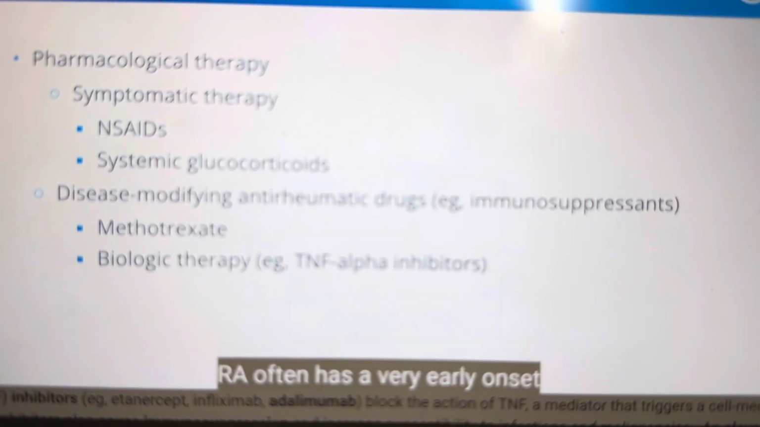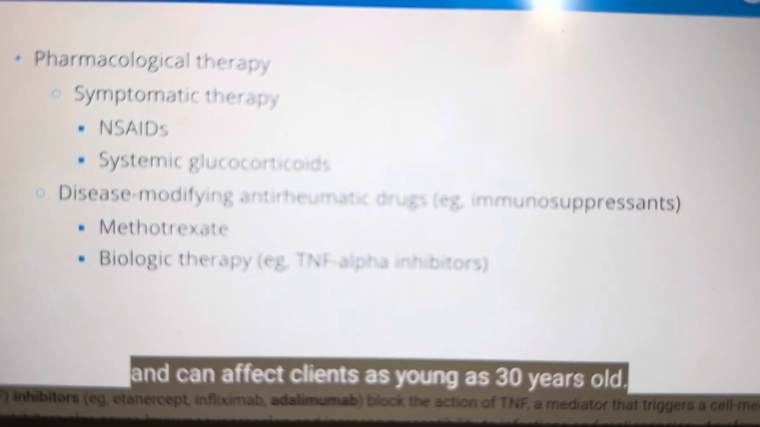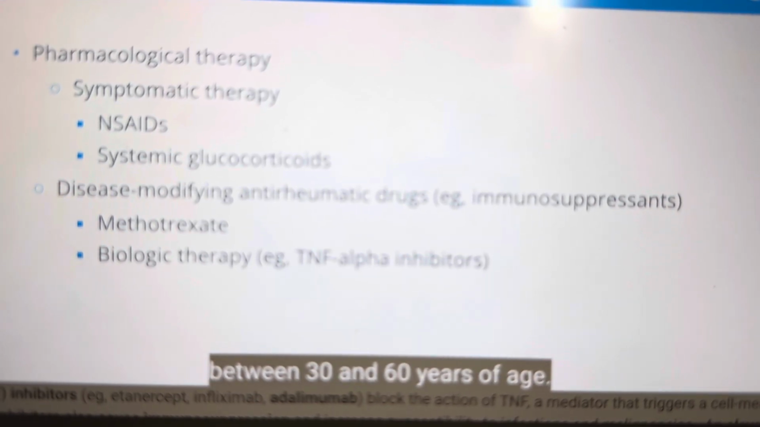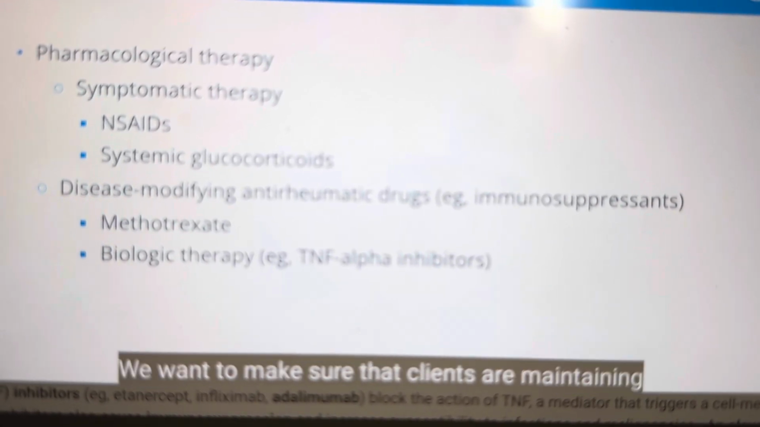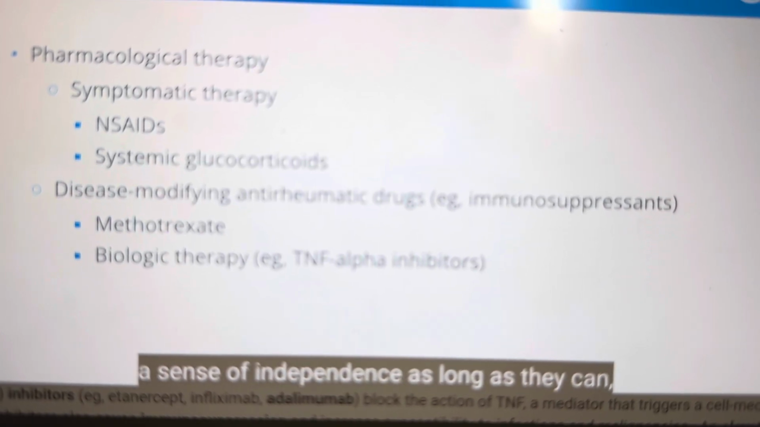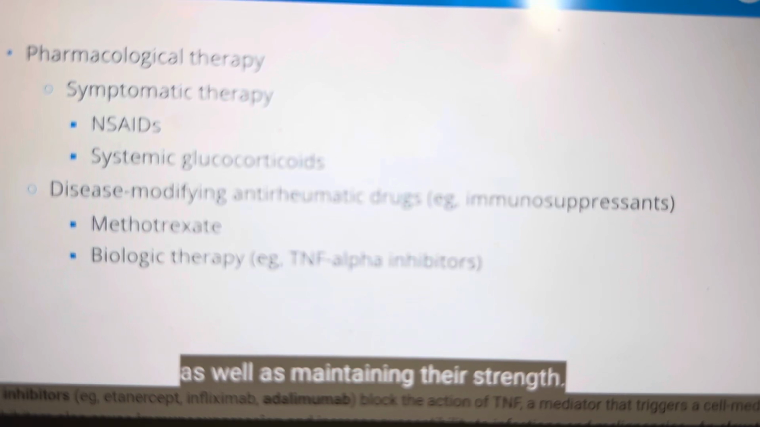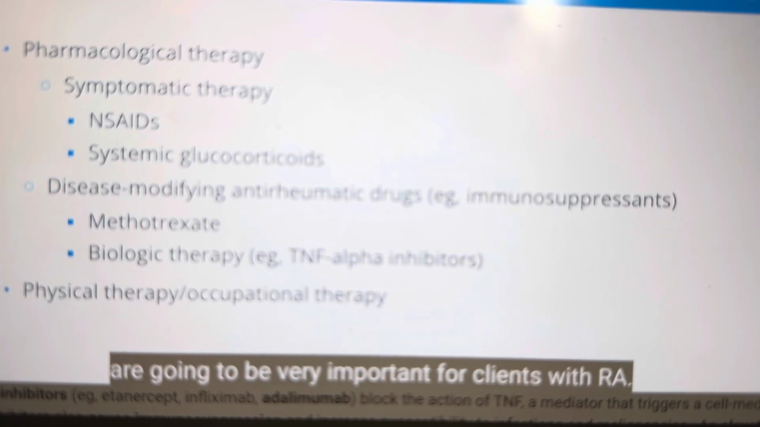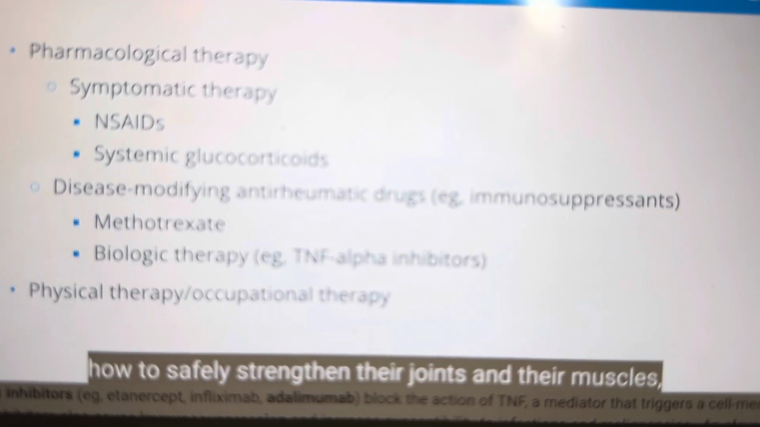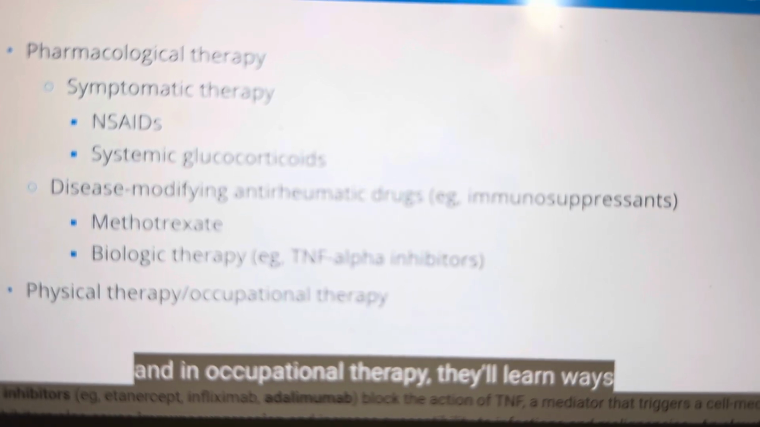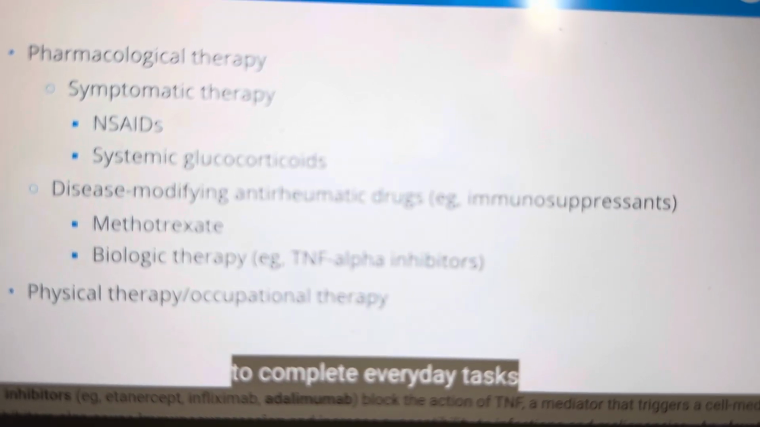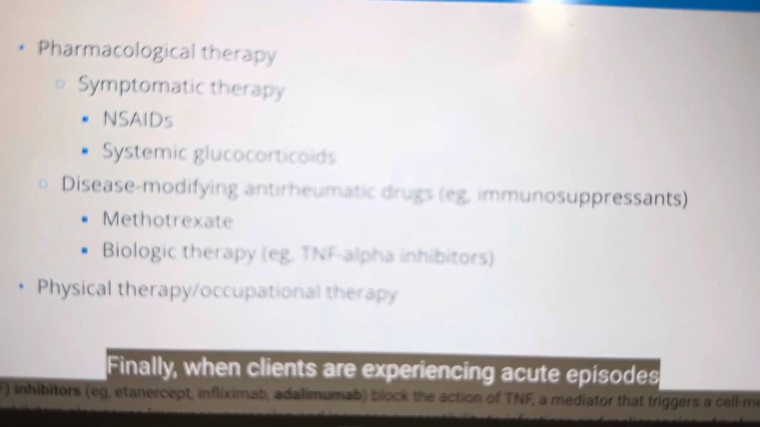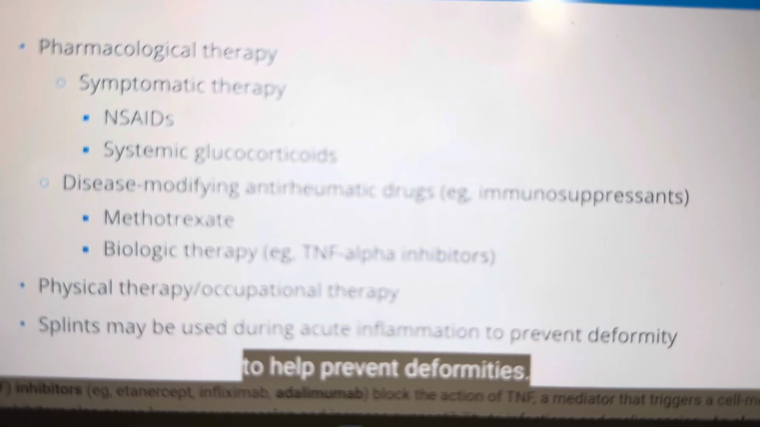RA often has a very early onset and can affect clients as young as 30 years old. Clients with RA often begin experiencing symptoms between 30 and 60 years of age. We want to make sure that clients are maintaining a sense of independence as long as they can, as well as maintaining their strength. So physical therapy and occupational therapy are going to be very important for clients with RA. In physical therapy, clients will learn how to safely strengthen their joints and their muscles, and in occupational therapy, they'll learn ways to complete everyday tasks that are a little easier on the body. Finally, when clients are experiencing acute episodes of inflammation, we can use splints to help prevent deformities.